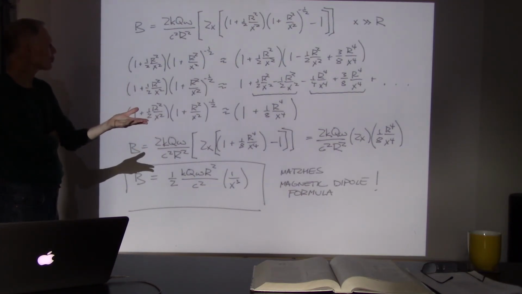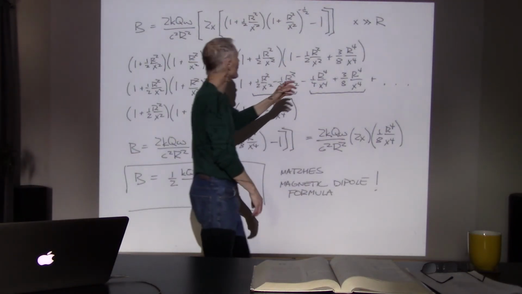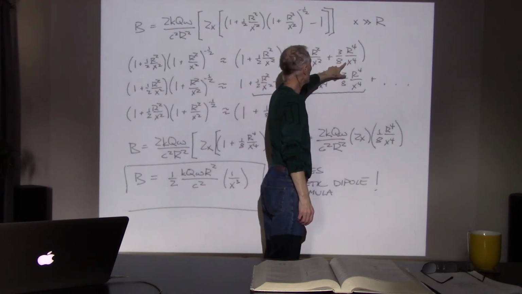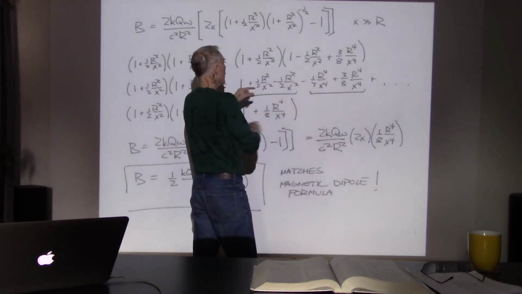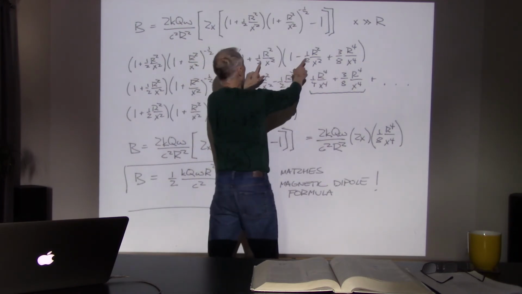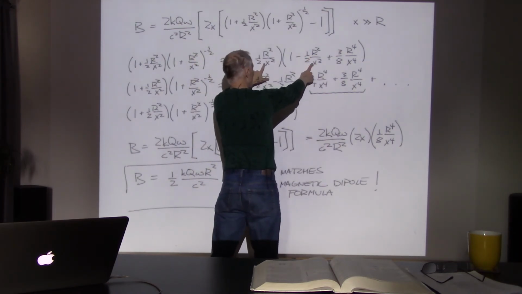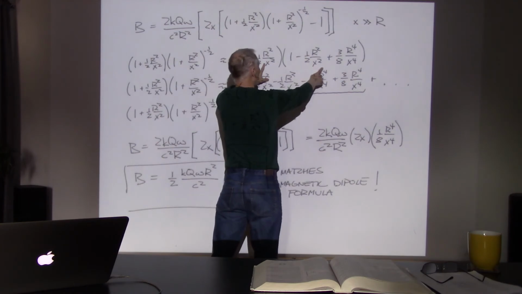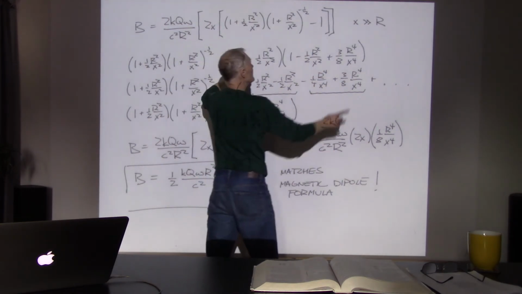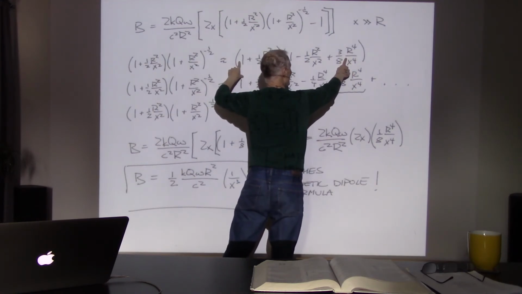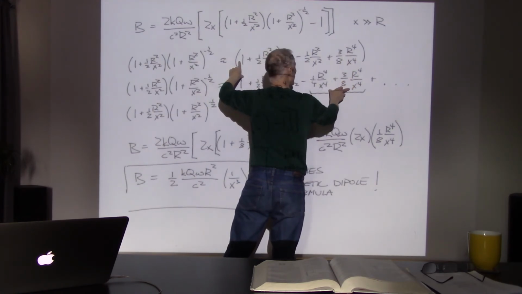So the next term is going to be keeping track of all the r to the 4th over x to the 4th. To get those, one possibility is to take this product. That's going to be an r to the 4th over x to the 4th. And then I'll also have a 1 times 3/8 r to the 4th over x to the 4th. So I took those 2.